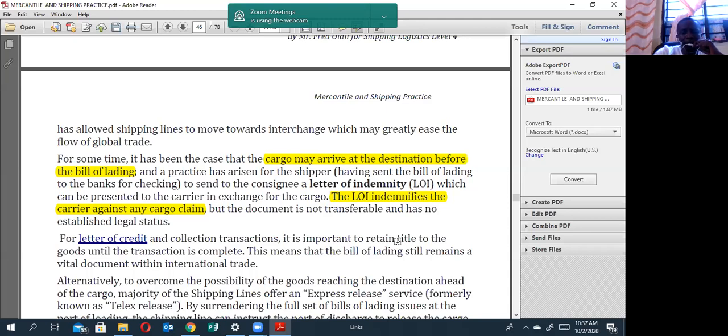This indemnifies the carrier against any cargo claim, because maybe you are not the right person, and I've released the cargo to you, and then the other person, the rightful owner, comes with the original BL. So what will I do? And I've already done that. So in this case now, he needs a letter of indemnity, which now protects him from further claims that may arise, even if the rightful owner now presents the original bill of lading.